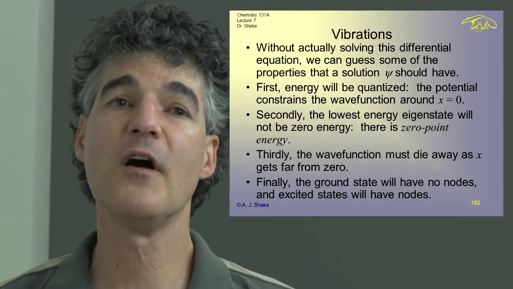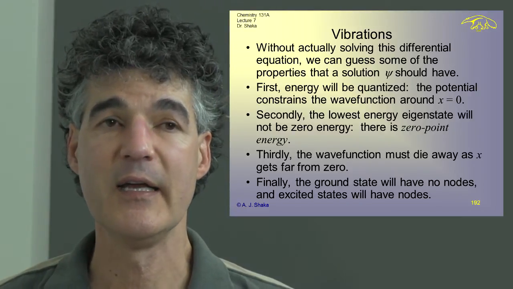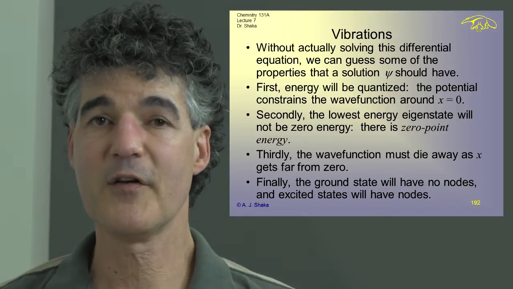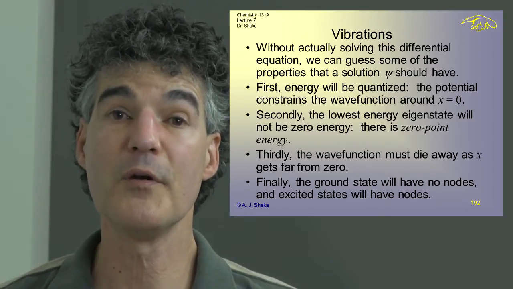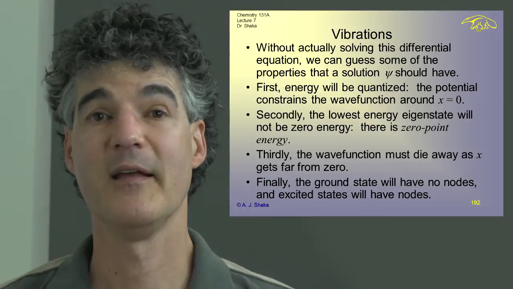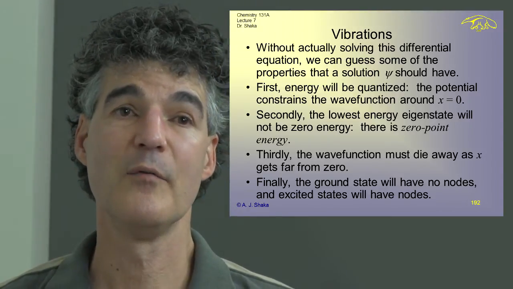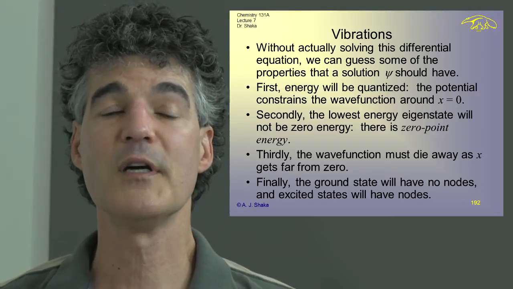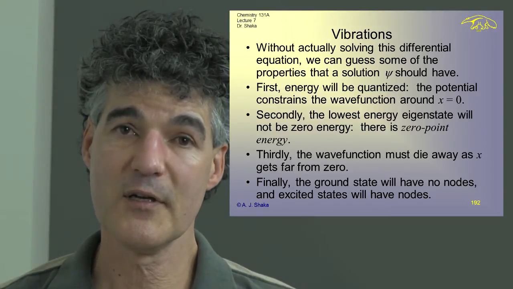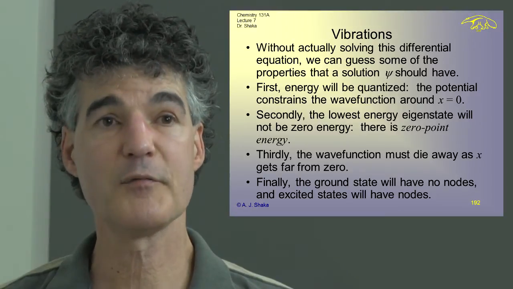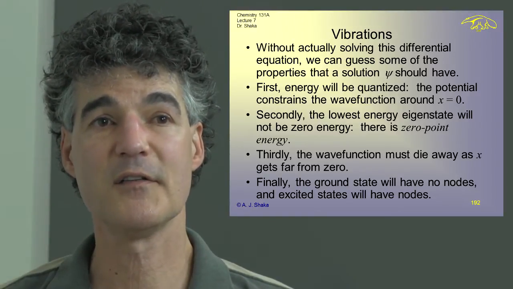Now, before we solve the differential equation, it's a good idea to take a second and try to figure out what it is we would predict that we should see. That way, if we get something ridiculous because we make a mistake, we'll know it. So the question is, what properties should the wave function have? And that's pretty easy to suss out.